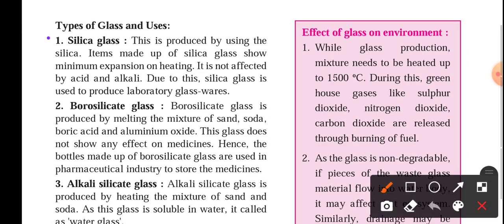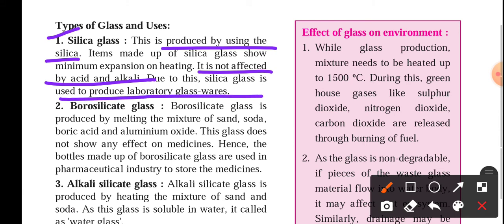The first one is silica glass. It is produced by using silica and it is not affected by acid and alkali. Due to this, silica glass is used to produce laboratory glassware. So in a laboratory, to store various materials or chemicals, this kind of glass is used.